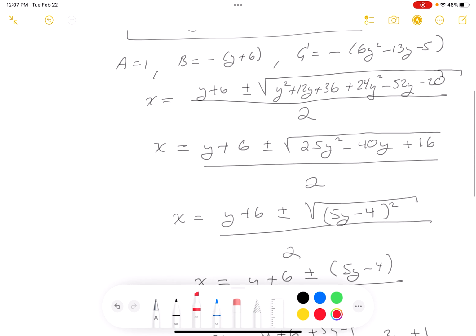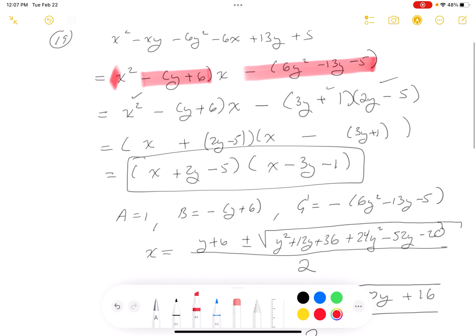Let me go back to the top of the page, though. Wow, look at all that work. And let's check this one out, too, the one I got over here. x plus 2y minus 5, x minus 3y minus 1. Everything leads to the same thing in the end, all right? Tough question, but again, it's doable with the methods that Wells is discussing.